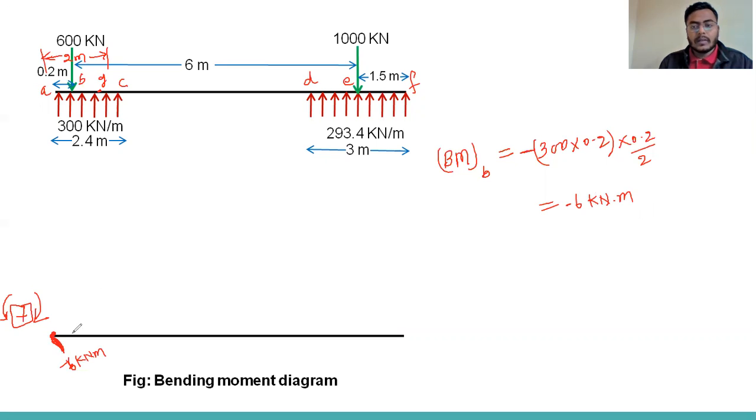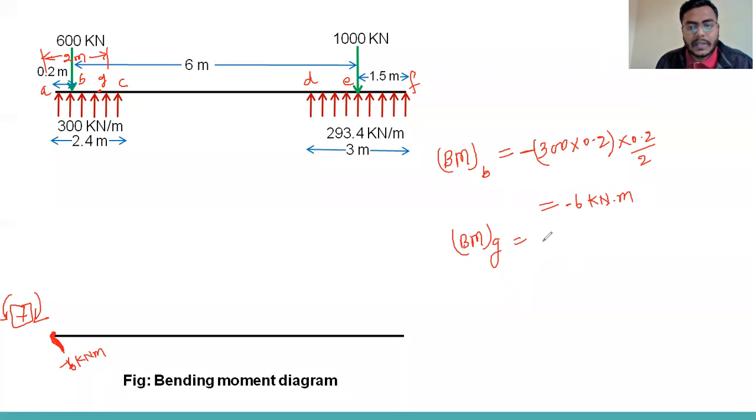Now we can calculate the bending moment at this point G. We can calculate the bending moment at a point G, so that we can get this value. No, we are going to calculate the. So we can write.